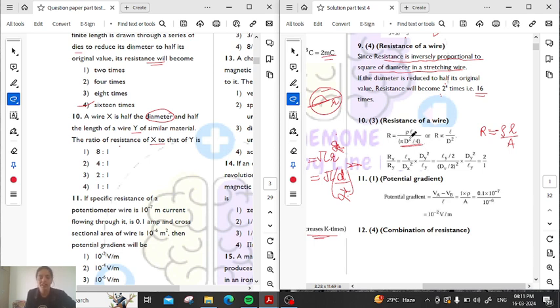So from here we can see this resistivity is a constant value. So let's ignore it and use proportionality. So R is proportional to L by d square, because pi is also constant, 4 is also constant. So we have excluded all the constant values and written only the variable quantities.